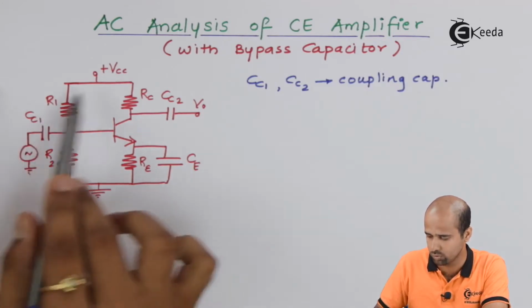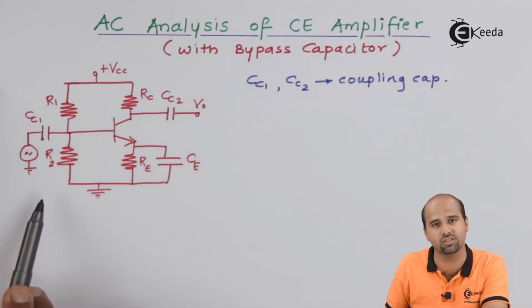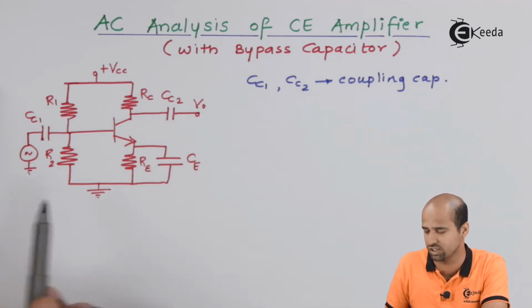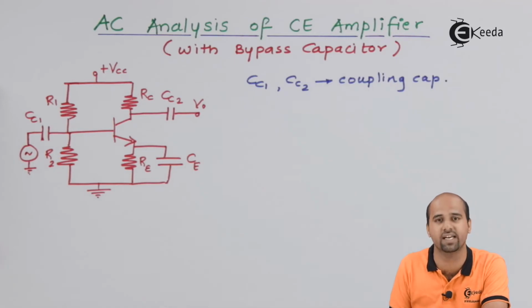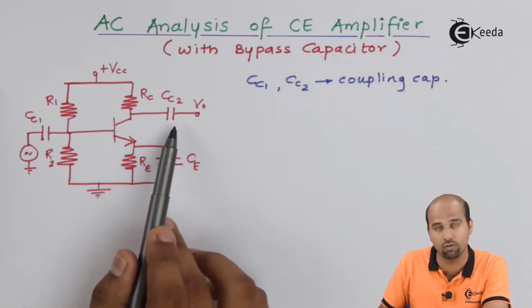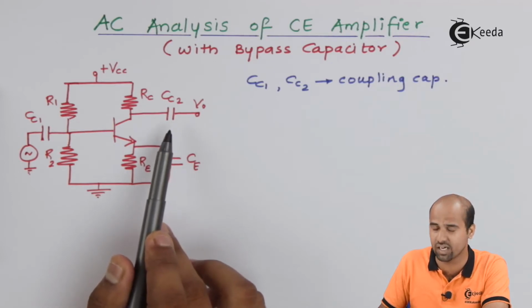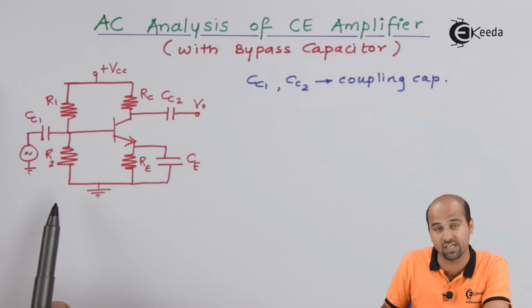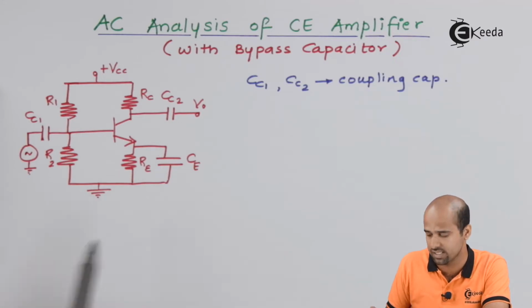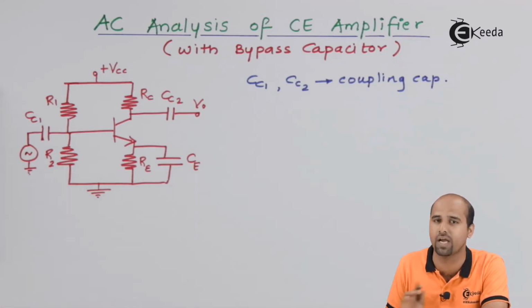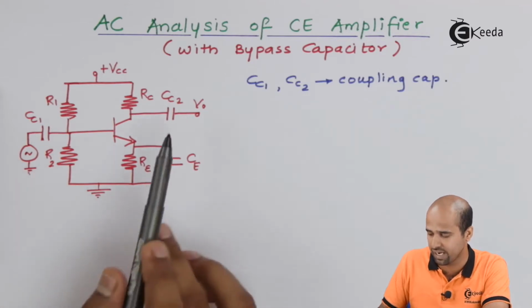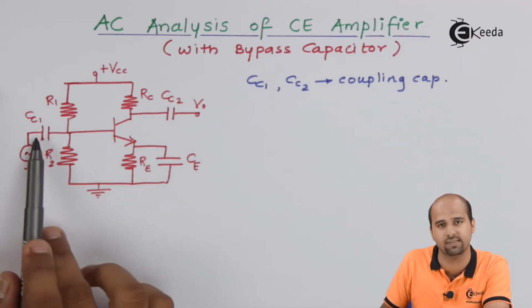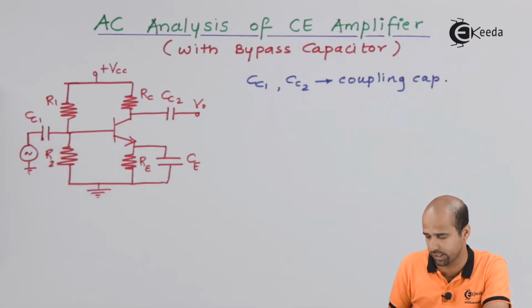Suppose I have the first stage and another stage, stage number 2, which is in cascading nature with stage number 1. This capacitor will not allow any DC current to pass through the second stage. So as far as DC analysis is concerned, stage 1 and stage 2 will be isolated. For that we have CC2 and CC1 placed in this particular circuit.